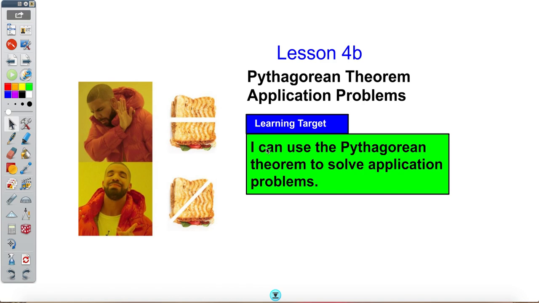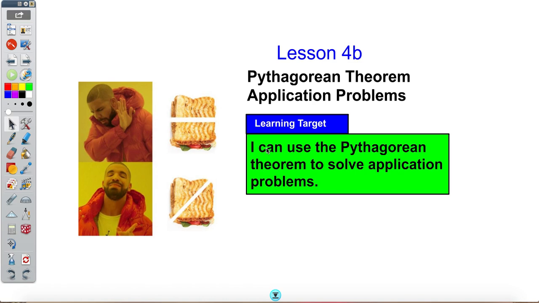Today is going to be our third day of this. The first day we learned what the formula is. Second day we did some practice problems. Today our learning target is: I can use the Pythagorean theorem to solve application problems. So we're going to look at some real world examples of where you would need to know the formula and how to apply it to solve the problem.